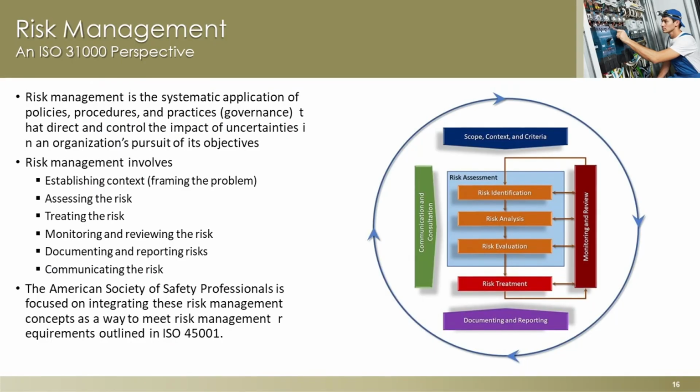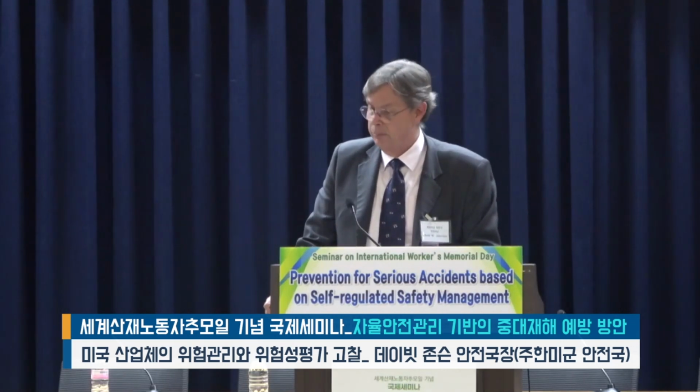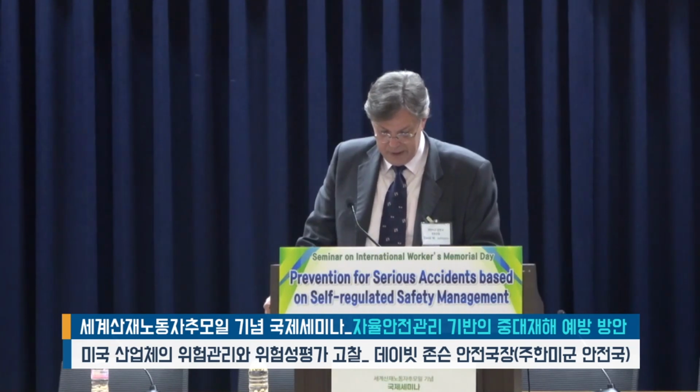Now we use the diagram on the right to examine the risk management model. This model is part of ISO 31000, the International Standard on Risk Management. First, let's begin with the definition of risk management. Risk management is defined as a systematic application of policies, procedures, and practices to direct and control the impact of uncertainties in an organization's pursuit of its objectives. There are 6 core activities that make up the risk management model.